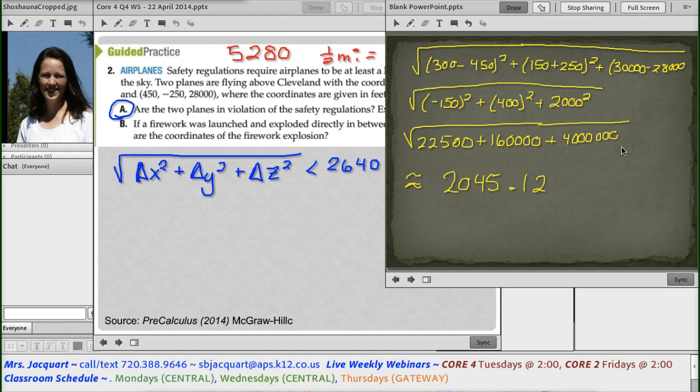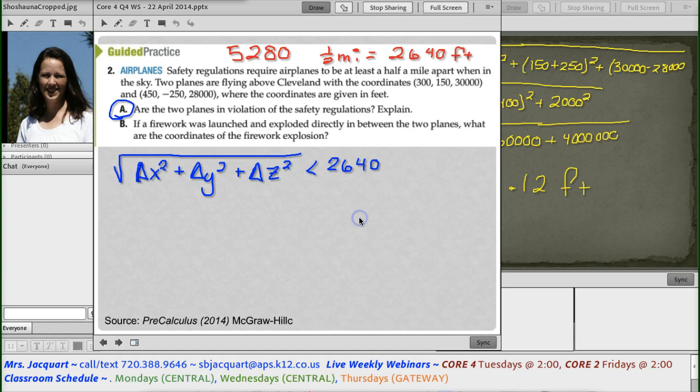2045.12 feet. So are they in violation? Are they less than that? We have 2045, which is less than 2640. Therefore, violation.